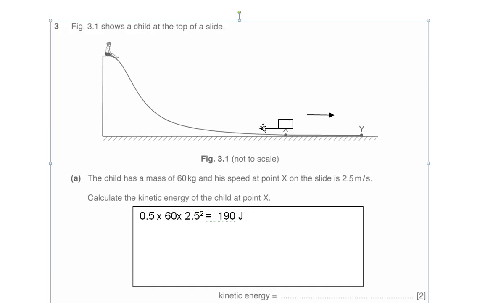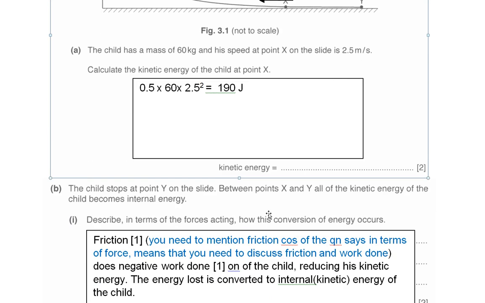I will draw this arrow here to represent friction or air resistance. Either way it's fine. You can even say it's resistive forces. This is the forward direction in which the boy moves, because it has kinetic energy in this direction. So it moves from X to Y, loses its kinetic energy to all become internal energy.